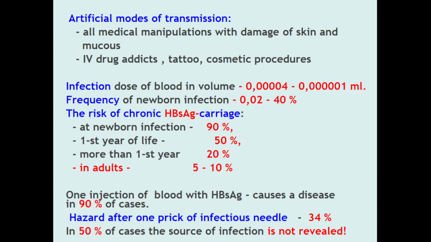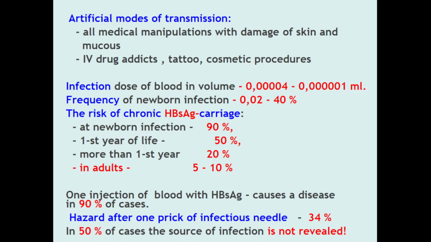Artificial modes of transmission, all medical manipulation with damage of skin and mucus. Intravenous drug addicts, tattoo, cosmetic procedures. Infecting dose of blood in volume of, I won't even read this number, like really small amount of blood may be infected. Frequency of newborn infection, 0.2 to 40%, depending on activity in mother and actions that are made after the birth of the kid.